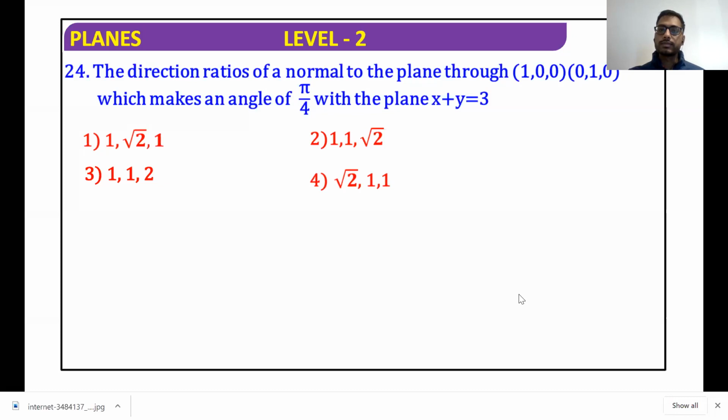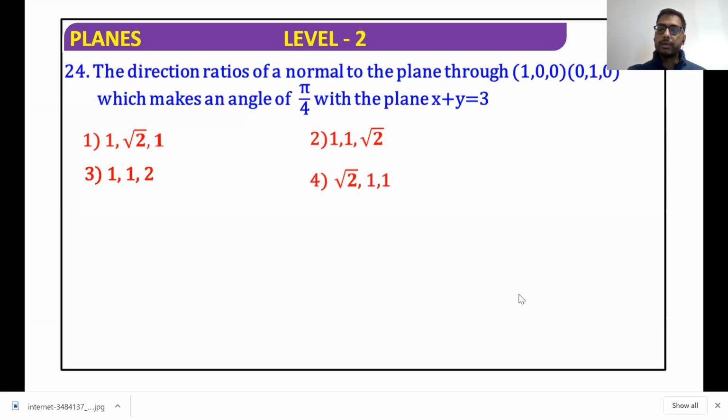What we can do is, first equation of plane is given to us, x plus y is equal to 3. Therefore, from that I can say that A1 is 1, B1 is equal to 1 and C1 is equal to 0. Let A2, B2, C2 be your first option, which is 1, root 2 and 1. Angle between the two planes is given as 45. To find angle between the two planes, we get direction ratios of the normals. We have seen that those are A1, B1, C1 and A2, B2, C2.